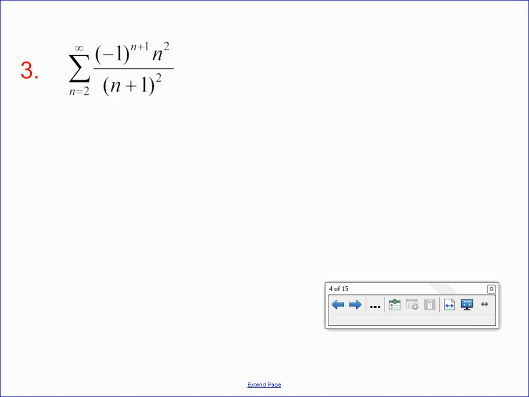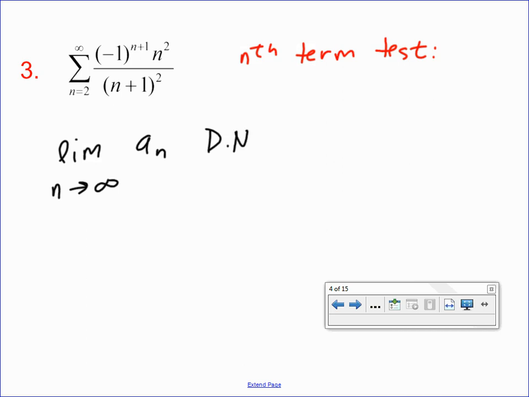Okay. So we recognize by the nth term test that the limit as n goes to infinity of my original series does not exist. And since it does not exist, it does not equal zero. And if the limit of the nth term doesn't equal zero, then the original diverges by the nth term test.